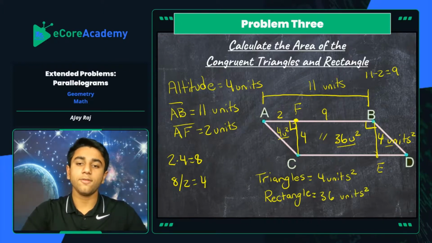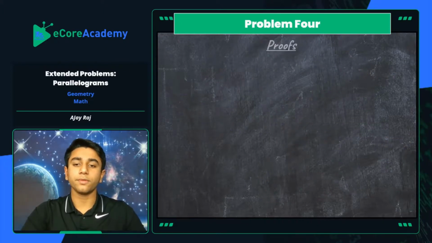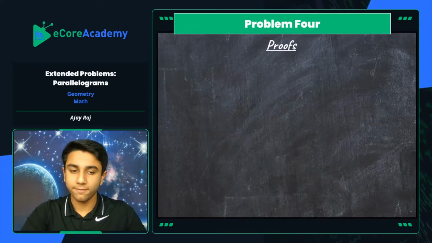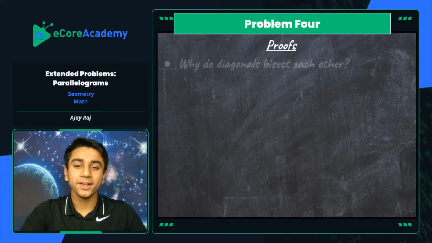All right, moving on to the final problem. Problem number 4. This is all about proofs, my favorite. I know we all love our proofs. That was sarcasm.